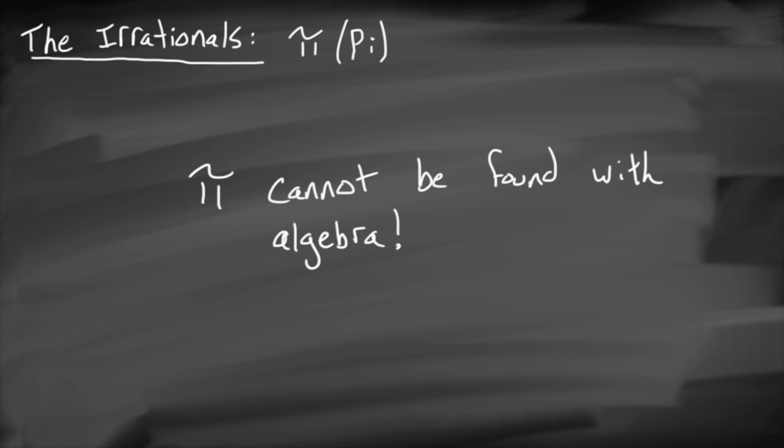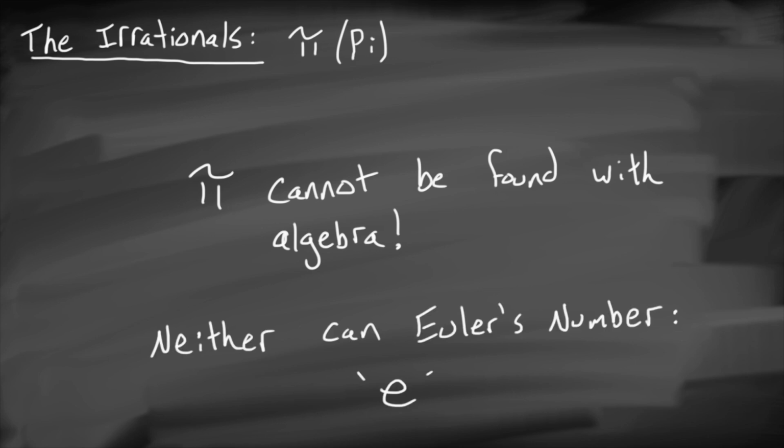Pi cannot be found in this fashion, as pi is transcendental, which means not algebraic, which means pi cannot be found with algebra. Neither can Euler's number e. So we will talk a little bit more about transcendentals and Euler's number in the next video.